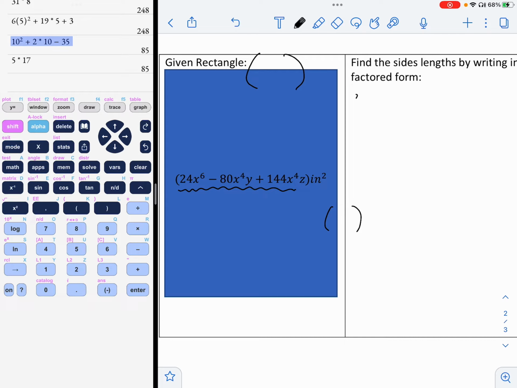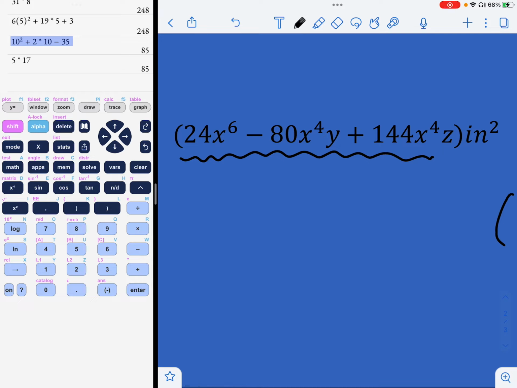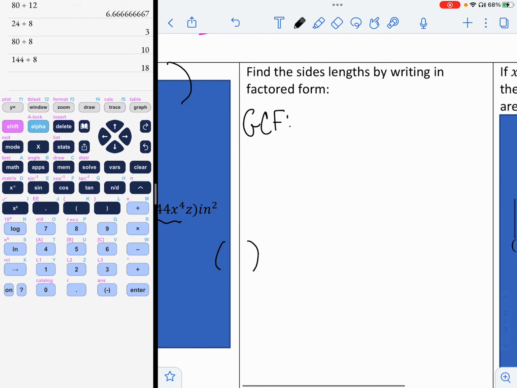So let's check out our GCF. I've got 24, 80, and 144. I'm going to try, I mean, 8 probably is going to be it. I'm going to try 12. I don't think 80 divides by 12. Okay, so I'm pretty sure it's going to be 8, because I can do 24 divided by 8, 80 divided by 8, and 144 divided by 8, and those are all clean cut. And their results, the 3, the 10, and the 18, have nothing else in common. So it's definitely going to be an 8 for my GCF.